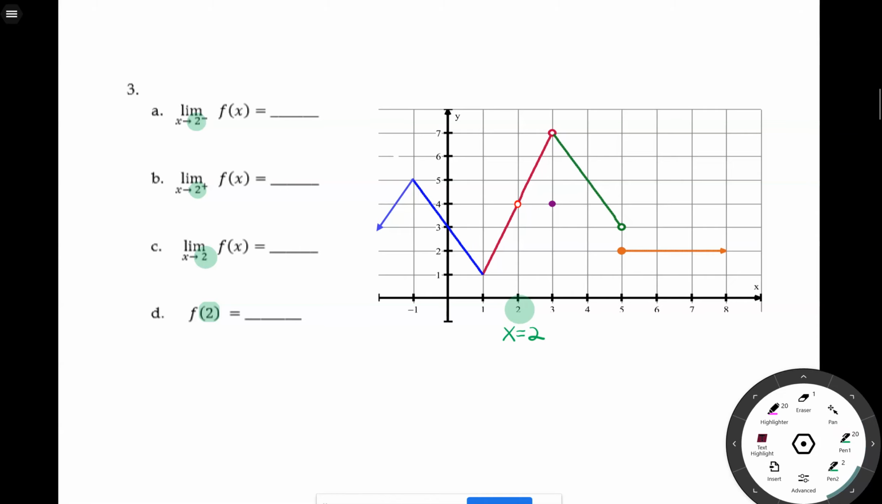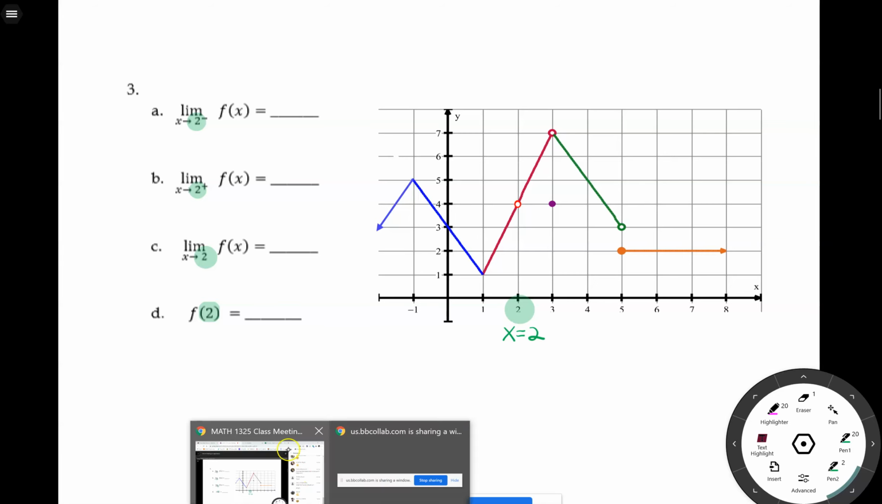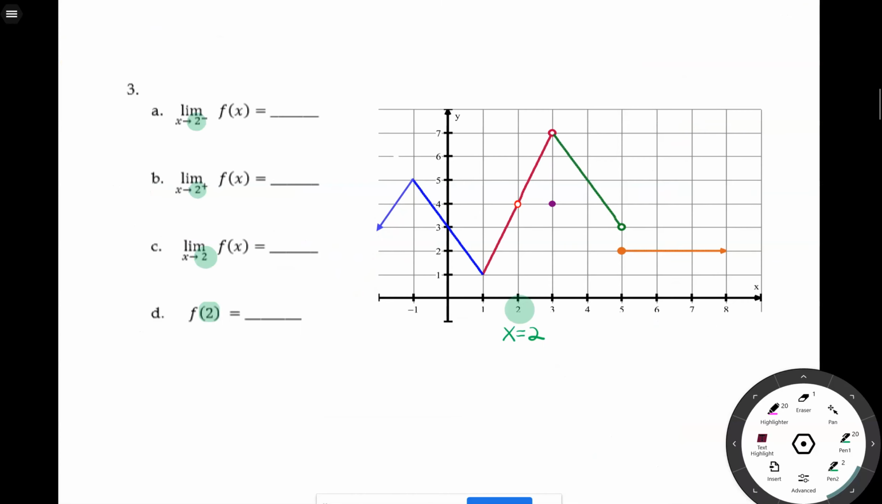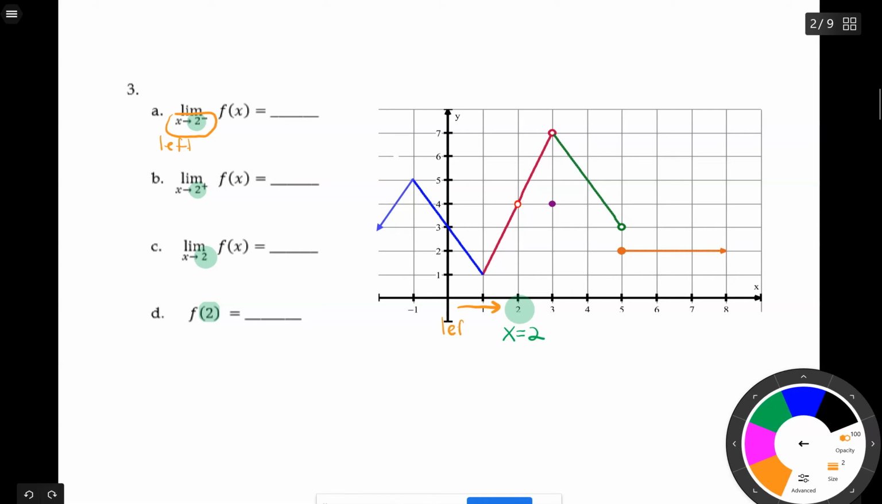Okay, so hopefully you found a problem with this graph that's saying x equals 2. It's 3 on the notes. Okay, here we go. Sorry about that. So let's take a look at it wherever it is located on your paper. And we are being asked in part A to approach 2 with a negative superscript. That means from the left. So I'm going to approach 2 from the left.